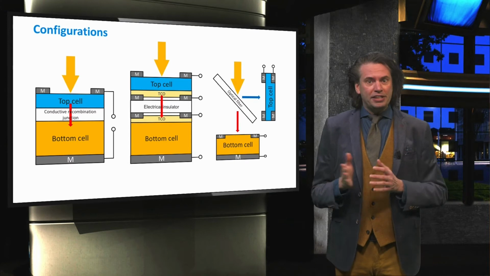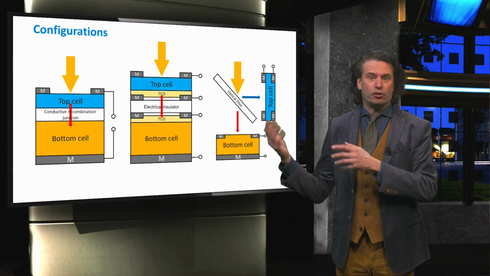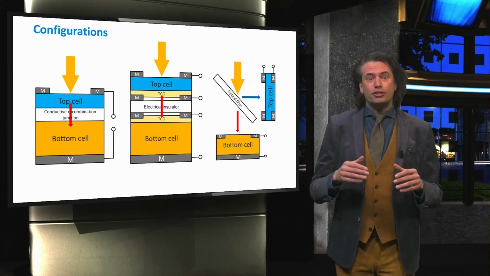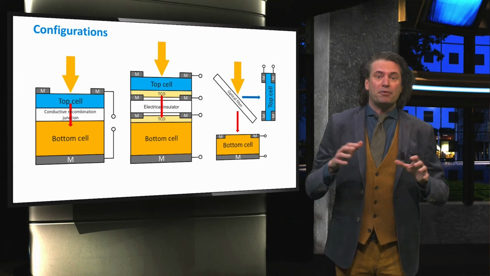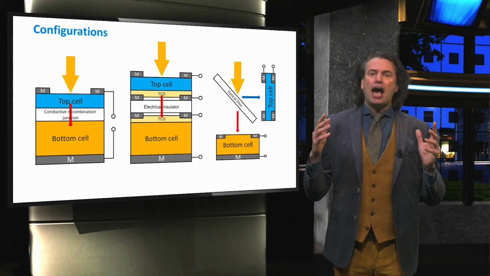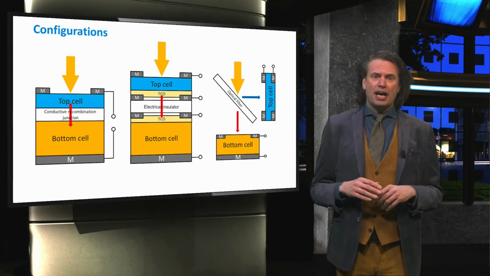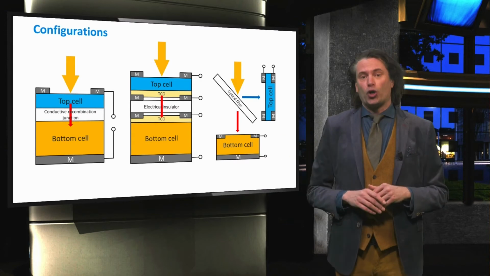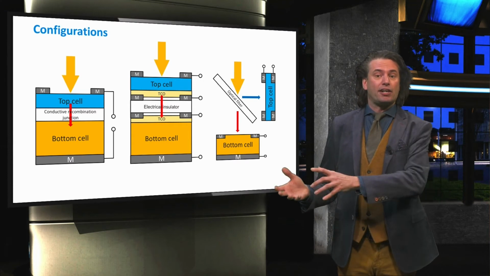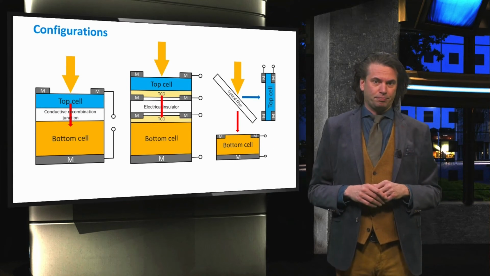This filter redirects part of the spectrum to one cell and the other part to the other cell. The major advantages of a 4-terminal device are that the top and bottom cell are separated from each other. Therefore, there's no lattice matching constraint. The individual cells can be produced and optimized separately, and therefore there is no need for current matching. However, this comes at the cost of the need for an extra junction box per module and more complicated installation.